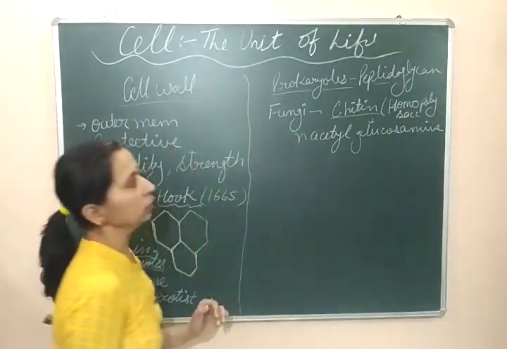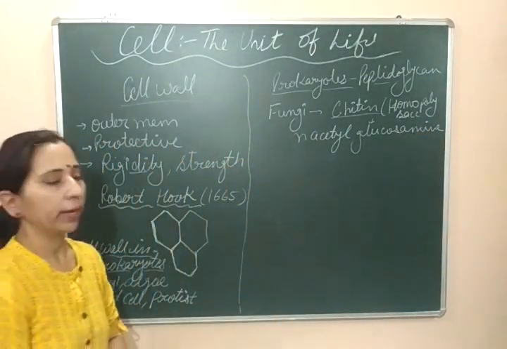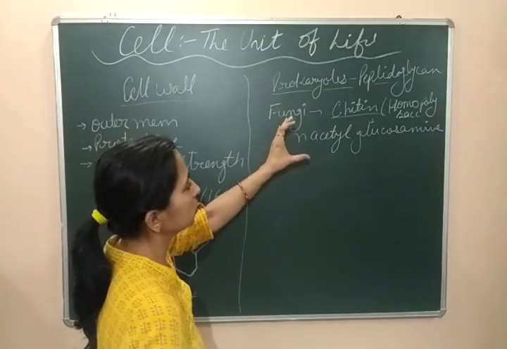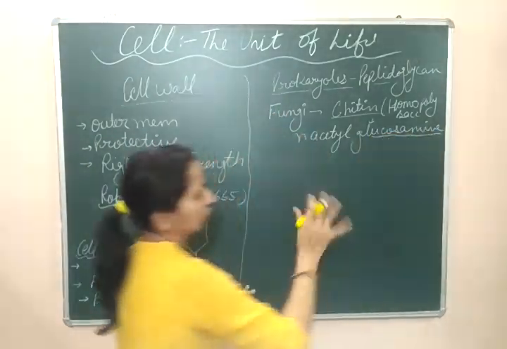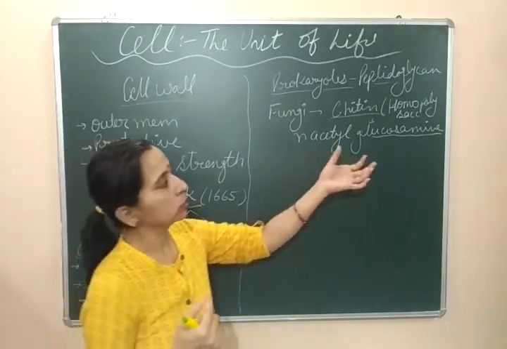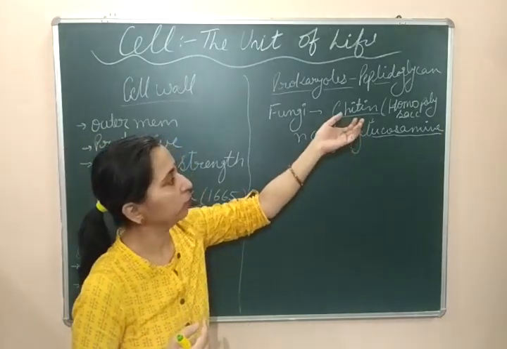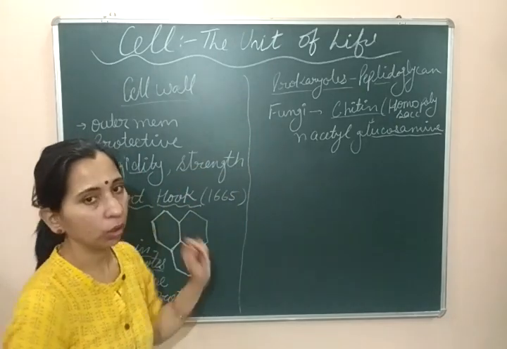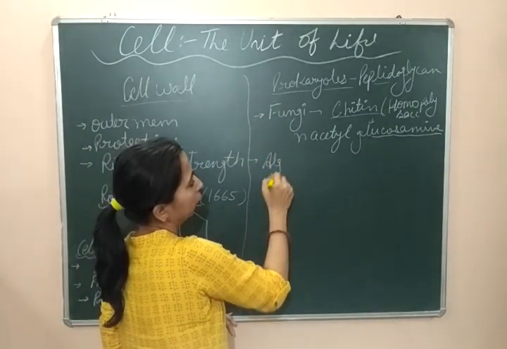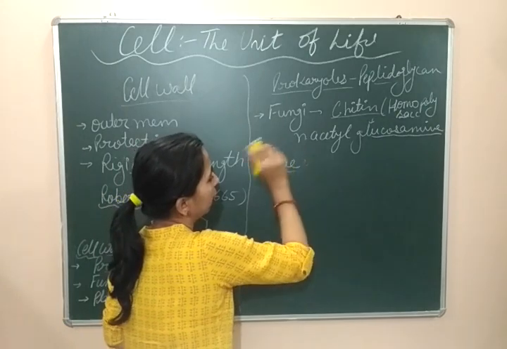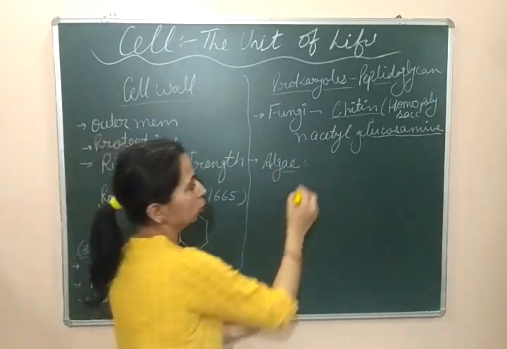In the case of fungus, the cell wall is made up of chitin, and chitin is a homopolysaccharide of N-acetyl glucosamine. Homopolysaccharide means many N-acetyl glucosamine molecules join together to form the chitin, by which the cell wall of the fungus is made up. In the case of algae, the cell wall is made up of cellulose.